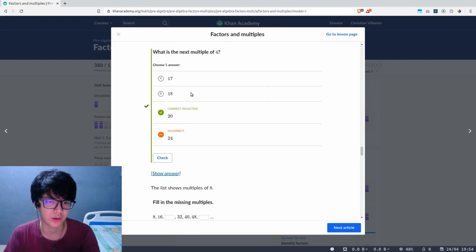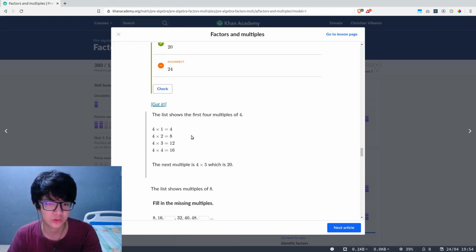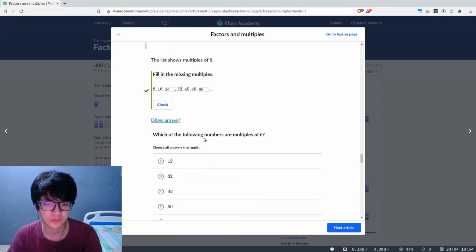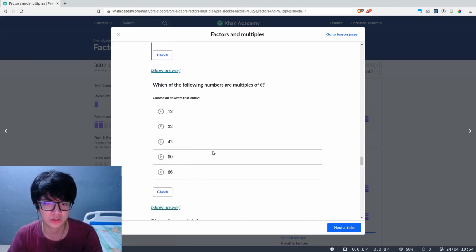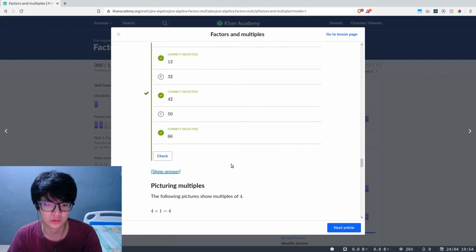I thought it was just one answer. Oh my gosh. The list shows multiples of 8. Which of the following numbers are multiples of 6? 32, no. 42 and 66.